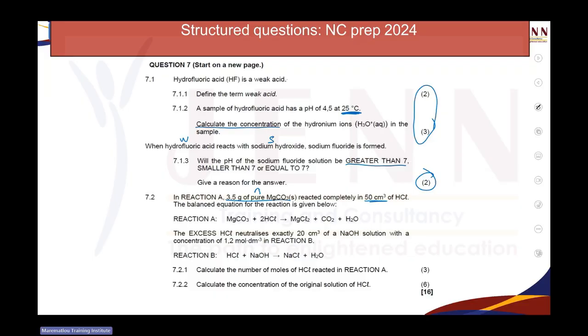And then they say the excess HCl neutralizes exactly.